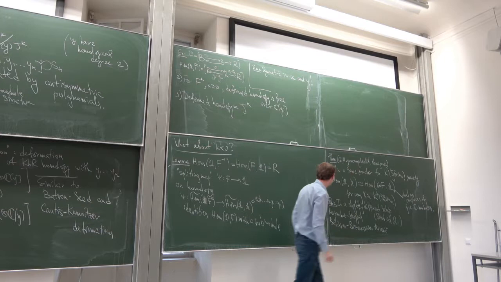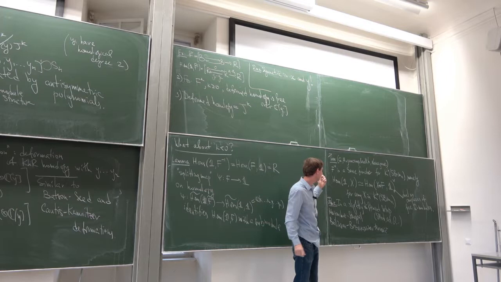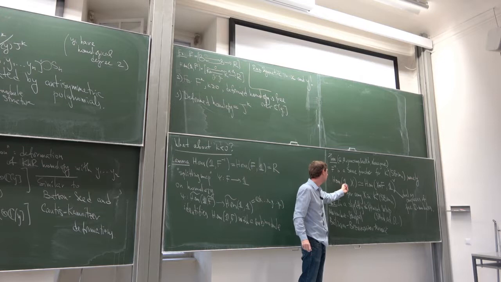So they were doing category O essentially, and then you can go to Zorgli modules. But the point here is that for them, the Serre duality was really over a field. And here, because everything is over R and because Hom is an R-module, you have to keep track of the R-module structure, and it's slightly different.